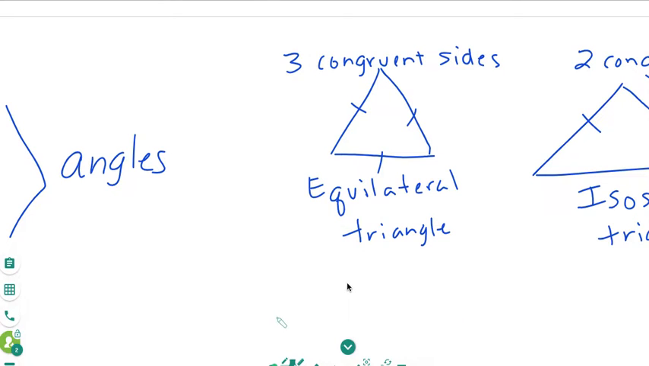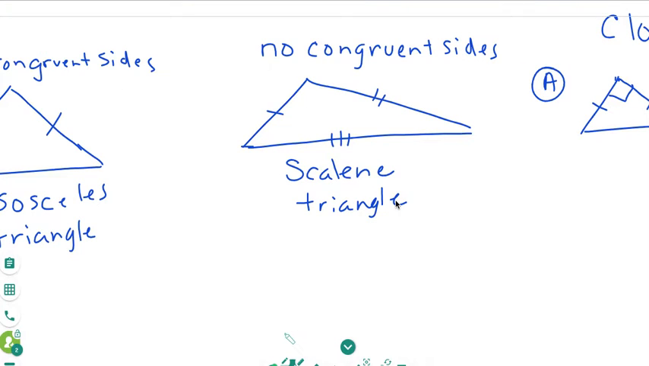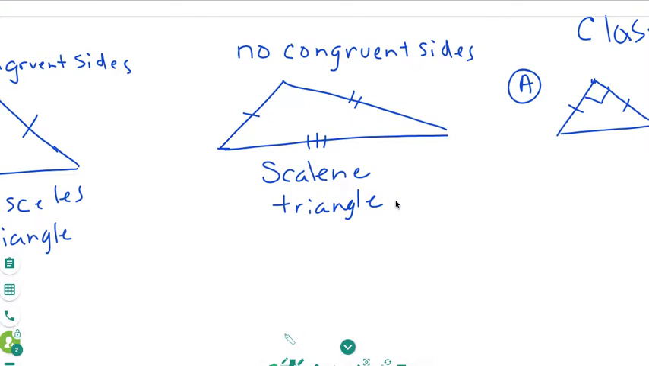Then we look at the sides of a triangle to classify. If a triangle has 3 congruent sides, it's called an equilateral triangle. If a triangle has at least 2 congruent sides, it's called an isosceles triangle. If a triangle has no congruent sides, then it's called a scalene triangle.